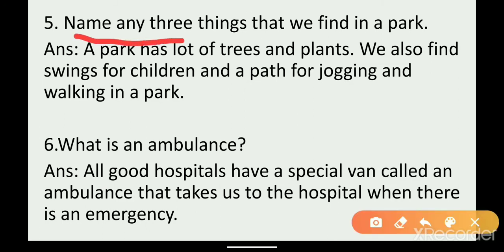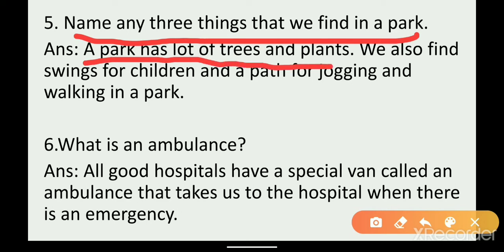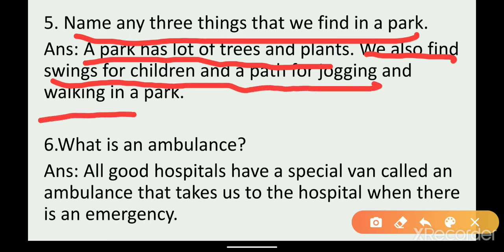Name any 3 things that we find in a park. So any 3 things which you find in a park. You all go to the park to play, right? So there, what things you find, you have to name those things. A park has a lot of trees and plants. So first thing, a park has lots of trees and plants. We also find swings for children and a path for jogging and walking in a park.